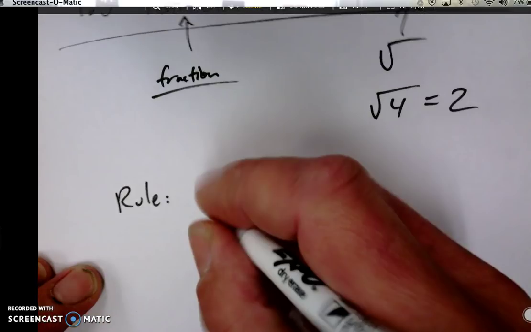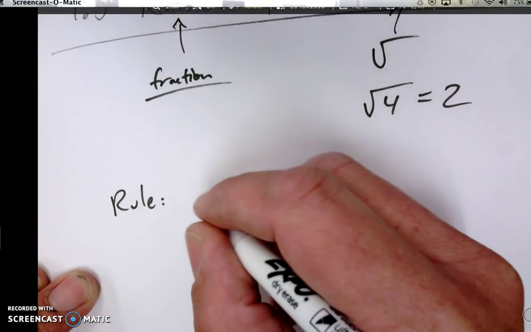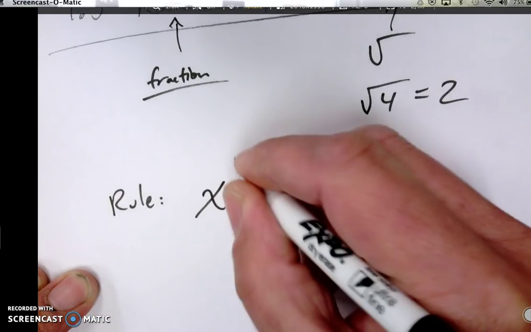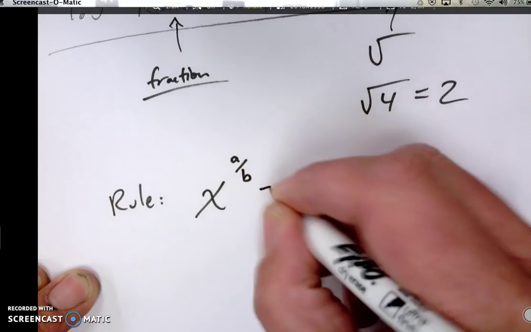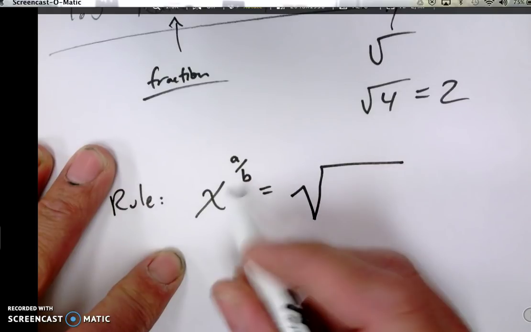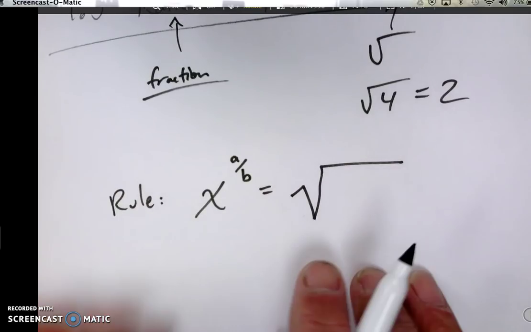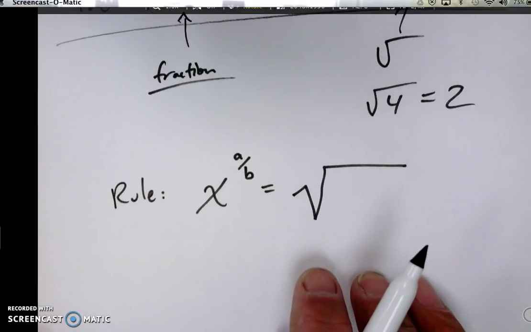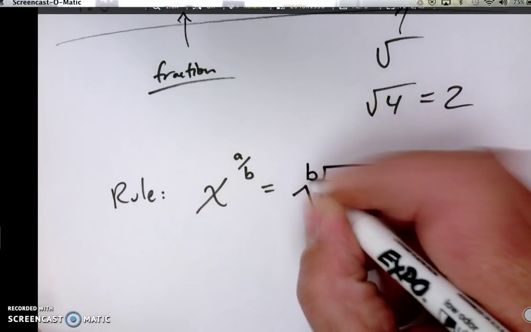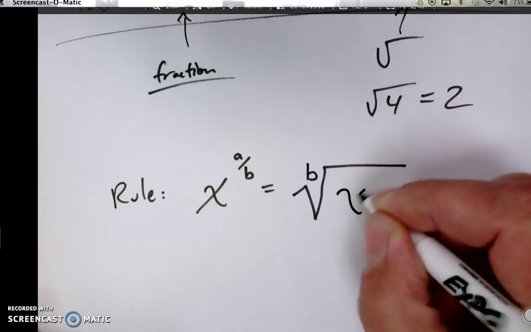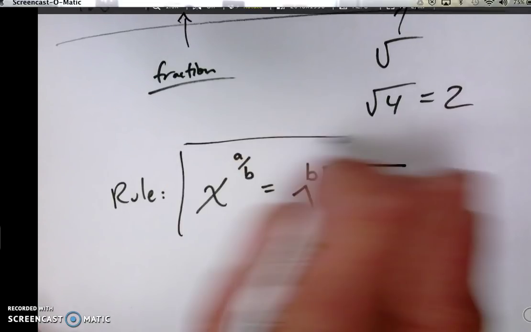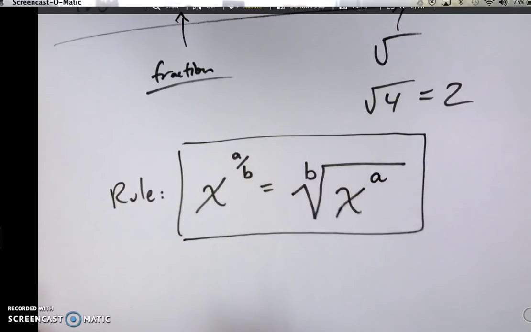Okay, what the rule looks like is this. If you have x to the a over b, by definition, as soon as you see a fraction, you're going to have a radical. That's the definition of how we work with these things. And b is the index, x is the base, and a is the exponent. This is the format we will always use.